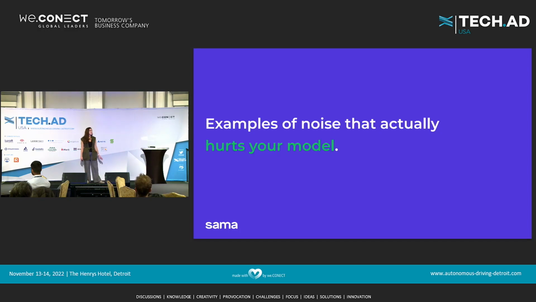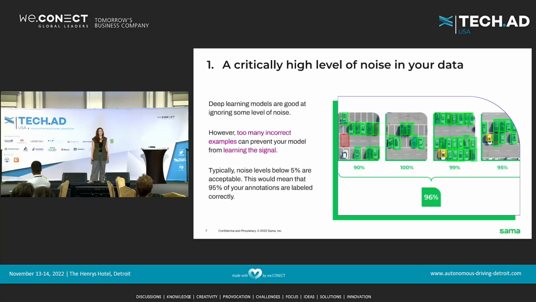So what are the examples of noise that actually can hurt your model? These are the ones that you do not want your data to have, because otherwise you're in trouble. And the first one is a critical high level of noise in your data, the one that everybody knows about, 95% confidence and so on. Deep learning models are really good at ignoring this level of noise as long as there are not too many of them, because they can learn a signal. If there are too many of them, they're not going to be able to learn the signal.